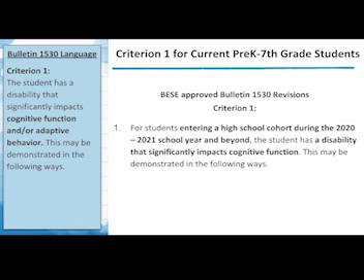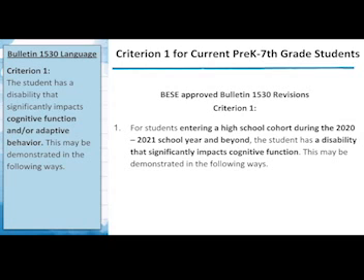Again, we'll discuss the ways on the next 3 slides. The revisions seen here added the transition entering a high school cohort during the 2020-2021 school year and beyond to clarify that this revised criterion only applies to students currently in 7th grade and below. The revisions here no longer include the statement, impacts cognitive function and/or adaptive behavior. The criterion now ends after the words impacts cognitive function and does not include adaptive behavior.